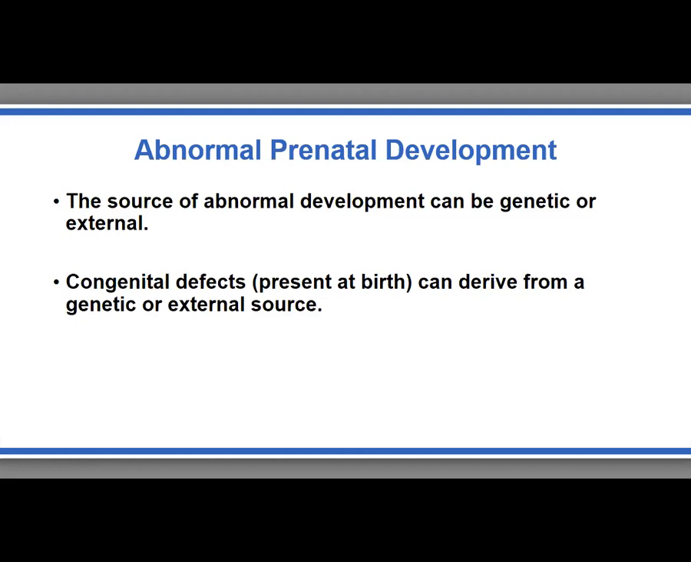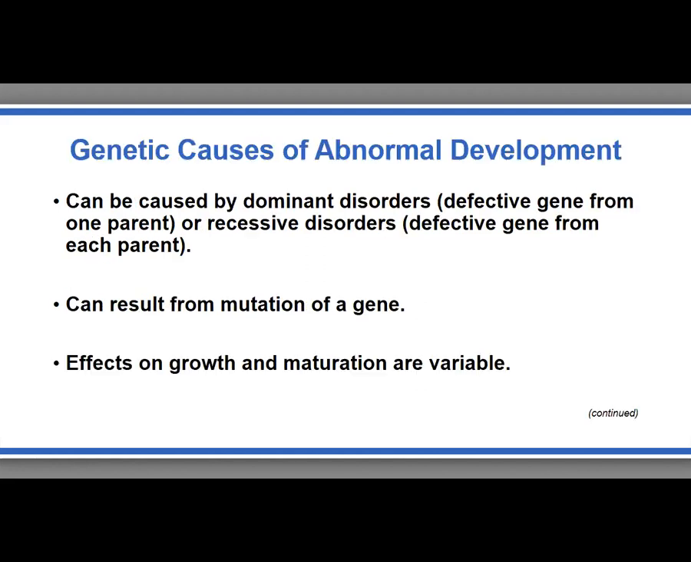Drugs and alcohol can create abnormal prenatal developments. Congenital defects present at birth can be derived from genetic or external sources. Genetic causes of abnormal development can be caused by dominant disorders, a defective gene from one parent, or recessive disorders, a defective gene from each parent. It can result from mutation of the gene. Effects on growth and maturation are variable.